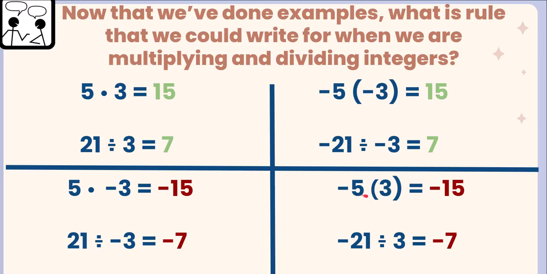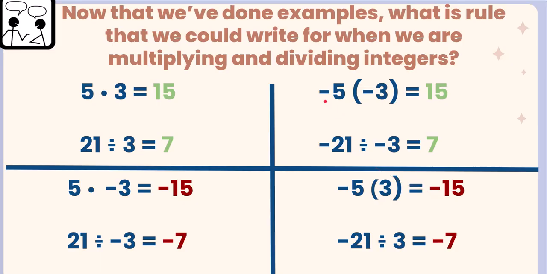Here's the same thing. Think of it as a fact family. We're just reversing the order. Negative 5 times 3 could still be thought of as 3 groups of negative 5. So 3 groups of negatives would be more negatives. And negative 21 divided into 3 groups would also be negative. So if I multiply or divide by one negative, my quotient or my product is going to be negative.